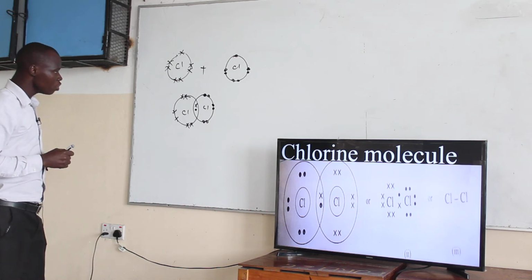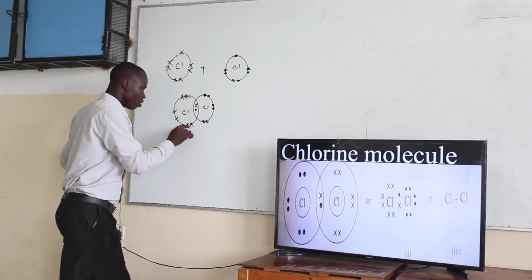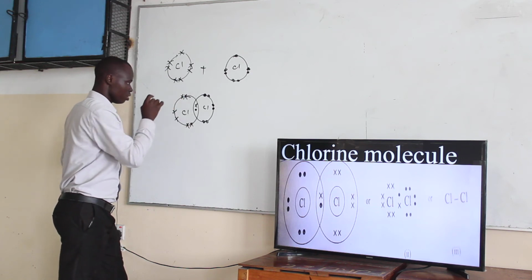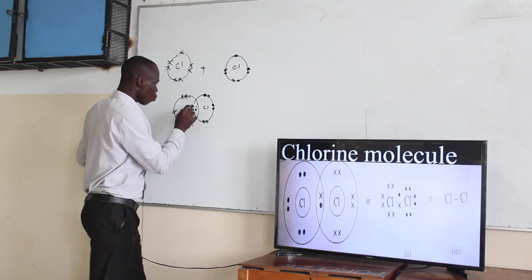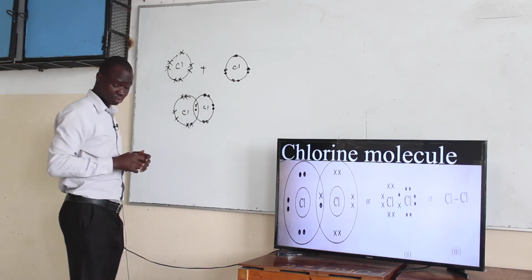So that if you count the number of electrons, it will be 1, 2, 3, 4, 5, 6, 7, 8. And if you come here also, 1, 2, 3, 4, 5, 6, 7, 8.